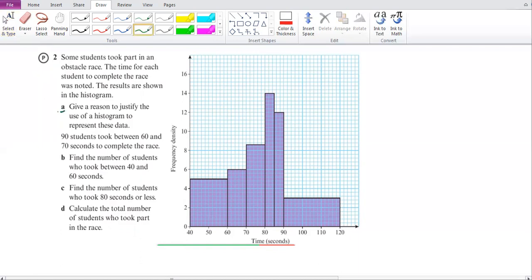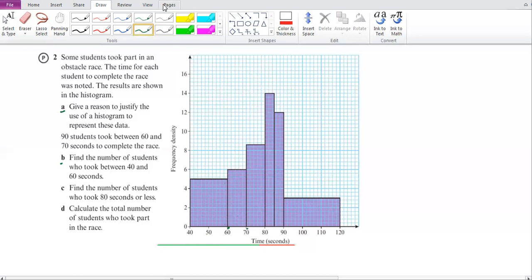Leave part A for a while. Move to part B. 90 students took between 60 and 70 to complete the race. Okay, this is between 60 and 70. The total number of students is 90. Find the number of students who took between 40 and 60. So we have to determine the number of students between 40 and 60.